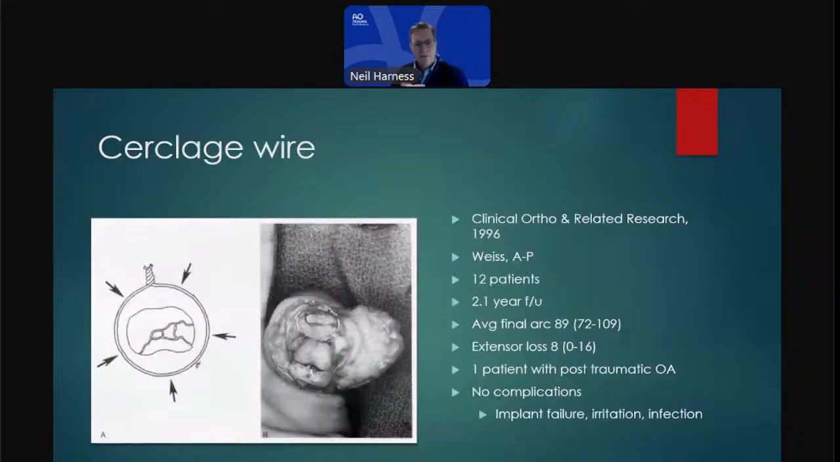The technique with cerclage wire came out of a paper with Dr. Weiss out of Brown in 1996 in Clinical Orthopaedics and Related Research. And he looked at 12 of his patients at 2 years and had very, very reasonable motion. One patient had post-traumatic arthritis, but there really was no complications related to the cerclage wire itself. There was no implant failure, no irritation of the tendons from the cerclage wire, and he had no infections.